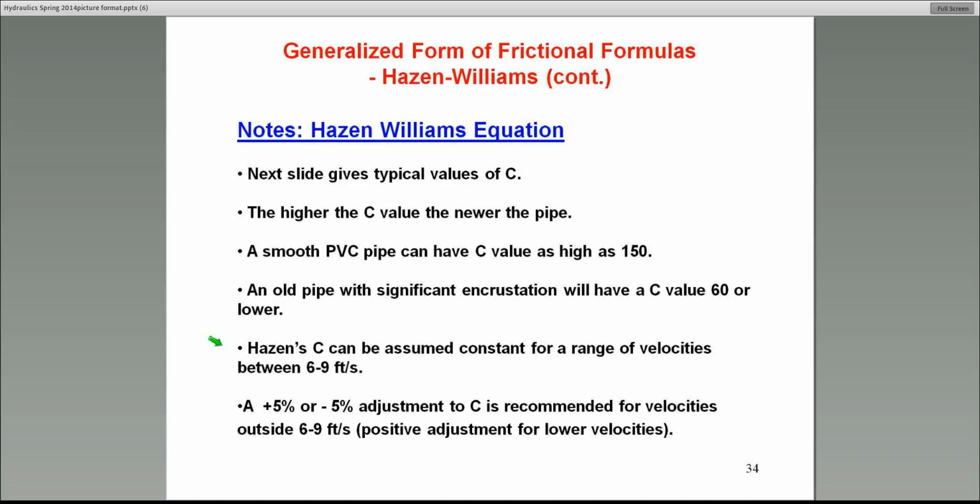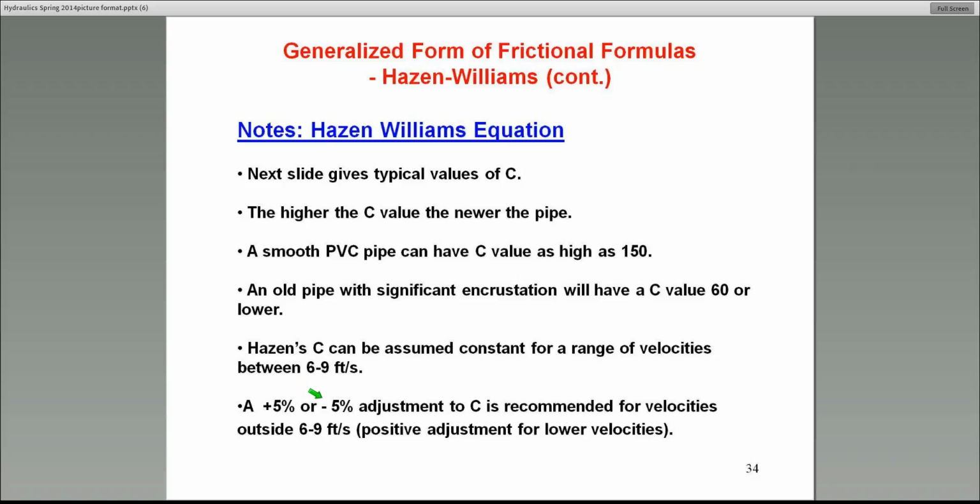Also, generally the method is valid for velocities in the range of 6 to 9 feet per second. Most water supply or pipe problems fall into this range. If not, they also recommend a small adjustment in the C value. A plus 5% increase in C is recommended if the velocity is obviously below 6 feet per second. Okay, so between 3 to 6 feet per second, for example, you increase the C by 5%. Why? Well, the smaller the velocity, the less the head loss due to friction, and that means you want to increase the C value to make it smoother.